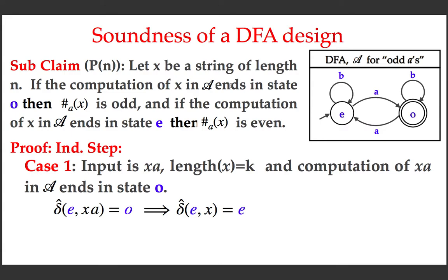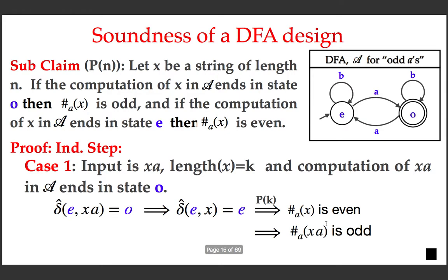Then the induction hypothesis, from the assumption we know that the number of a's in x is even. Okay, if the number of a's in x is even, then what will be the number of a's in xa? An even number plus 1, which is an odd number. So basically we proved that if the processing of xa ends in the state O, then there are an odd number of a's. So that case is done.